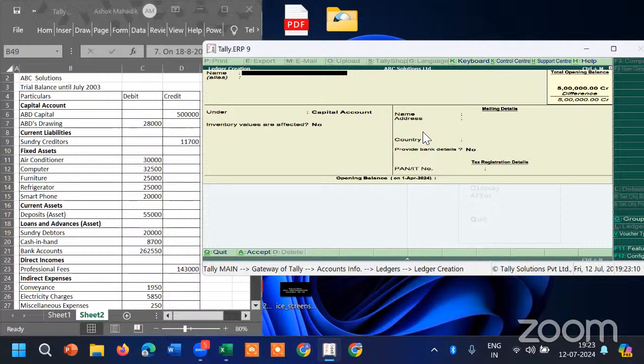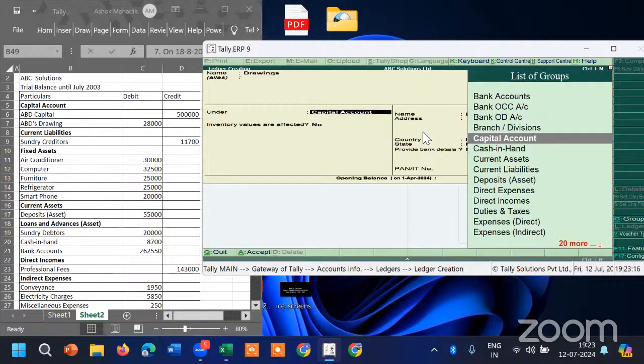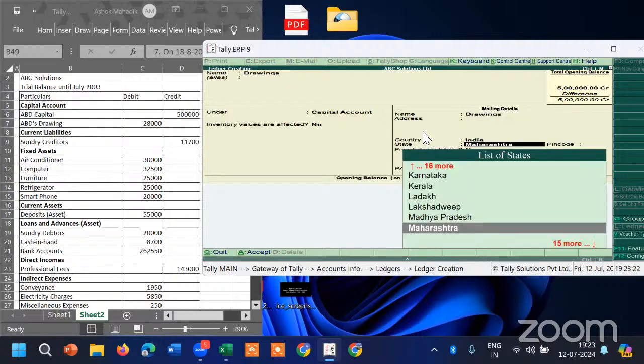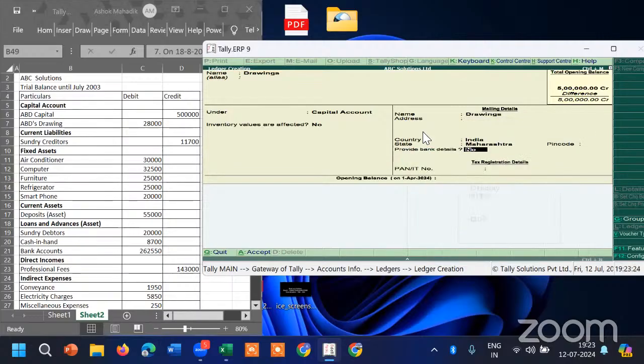Now next, EBD drawings. I'll just write drawings account. This will come under capital, but make sure that it shows a debit balance. This is very important. While writing theory, please do mention this also. 28,000. We have to write DR. Be careful with this. Accept, yes. On the right hand side you can see debit 28,000 and credit 5 lakhs. Don't bother about the difference shown. Once we create all the ledgers and post all the balances, it will tally.